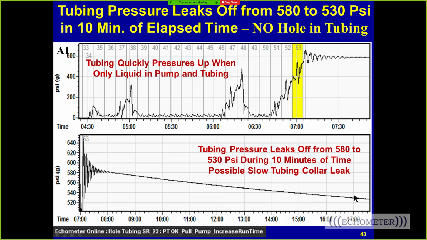So over 10 minutes, this well had no hole, and we just need to increase runtime. So that's good. We found a well that has no hole in the tubing, a little skinny pump card, it just wasn't being pumped properly.